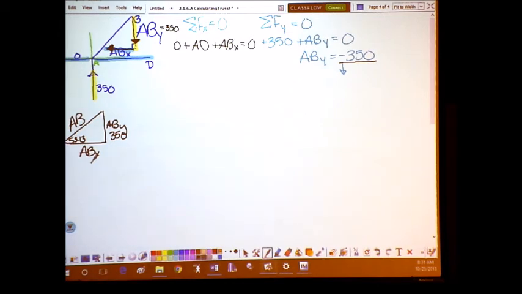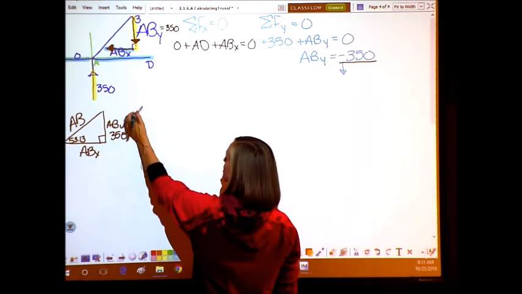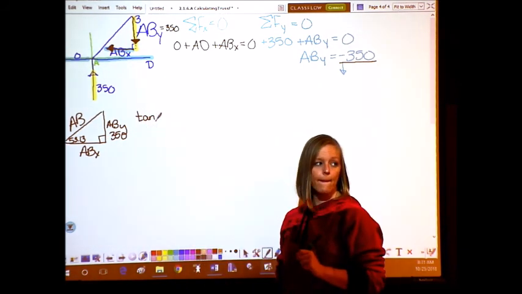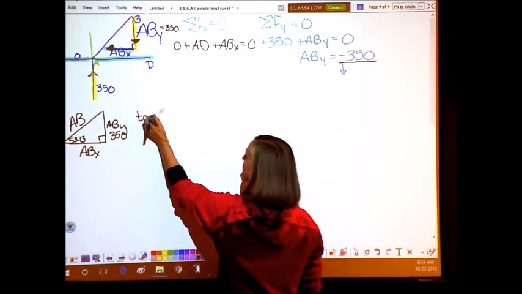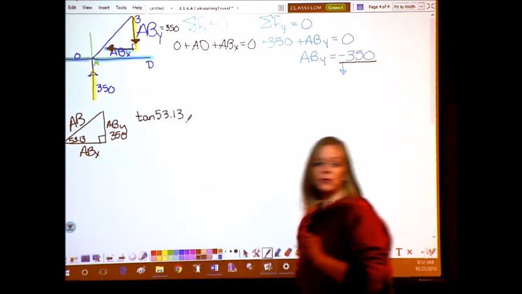Now, I would like to find ABX. So we are going to use, this is a right triangle, we're going to do tangent of 53.13. Does everybody know where I'm getting 53.13? It's the angle.